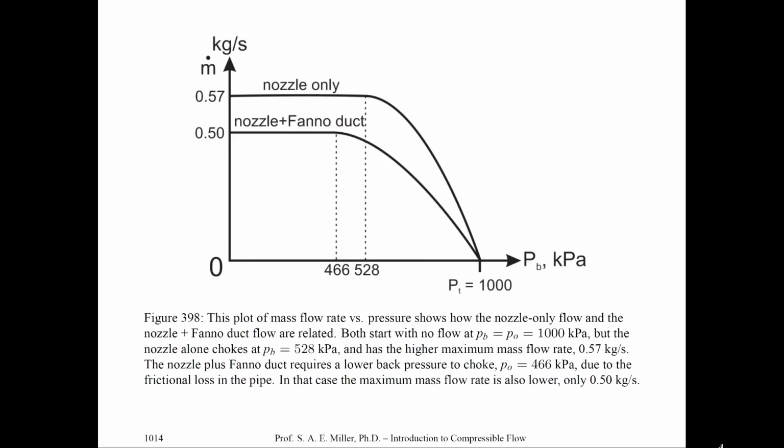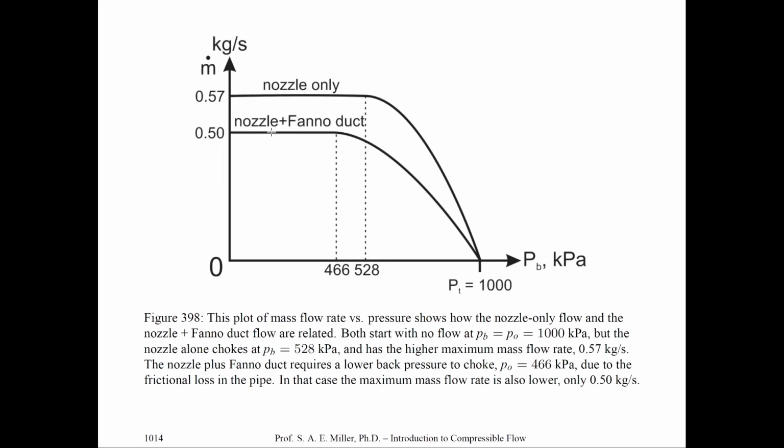We can graph these particular solutions. On the x-axis we have a particular back pressure and a total pressure held constant at 1000. For the nozzle only, we can obtain a maximum mass flow rate of 0.57, which can be evaluated with the same mass flow rate equation we developed at state 1 for the Fanno flow nozzle problem.